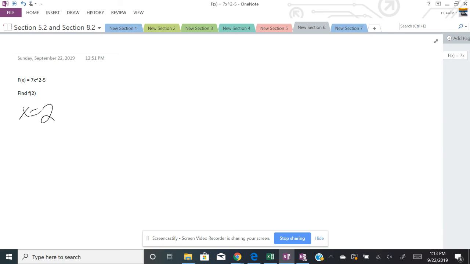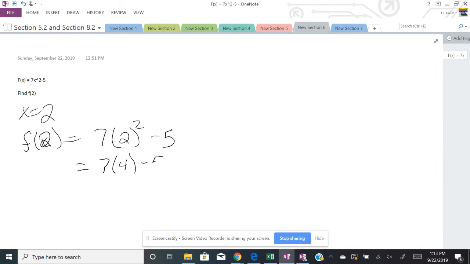And that just means we're going to replace x with 2. So f of 2 is equal to 7 times 2 squared minus 5, which is equal to 7 times 4 minus 5, equals 28 minus 5, equals 23. That's all you do. But you leave it as f of 2 is equal to 23. You don't divide by that 2. That's just saying when x equals 2, the output is 23.